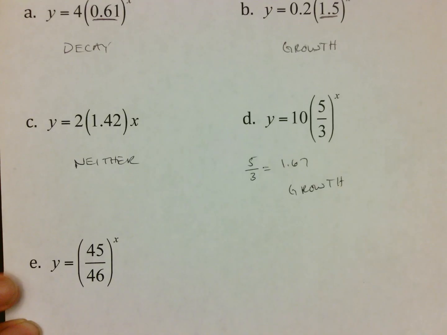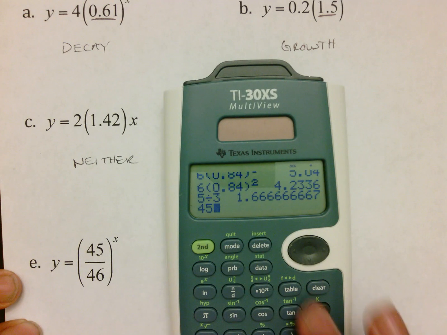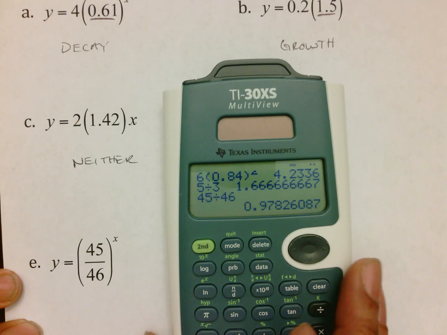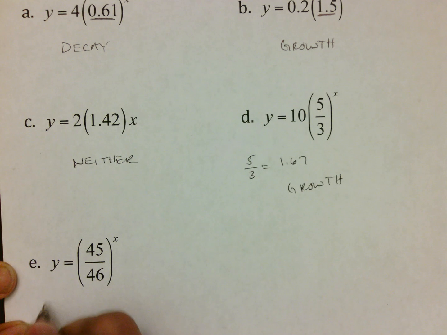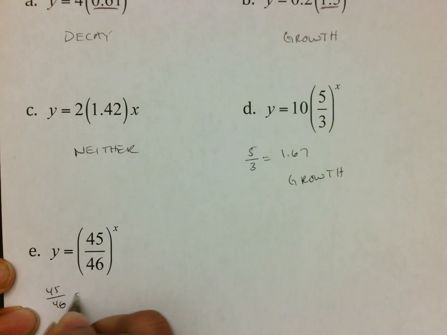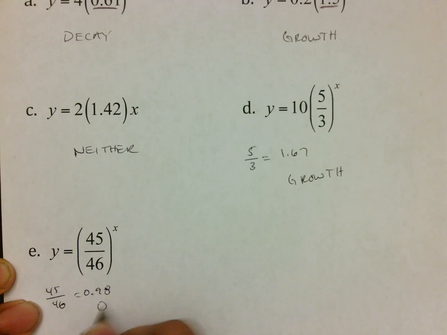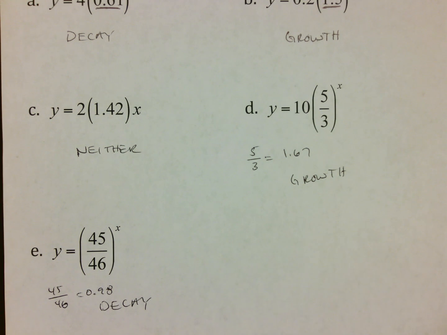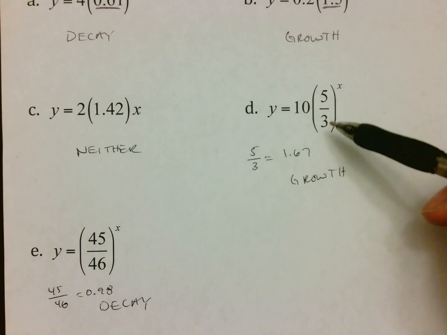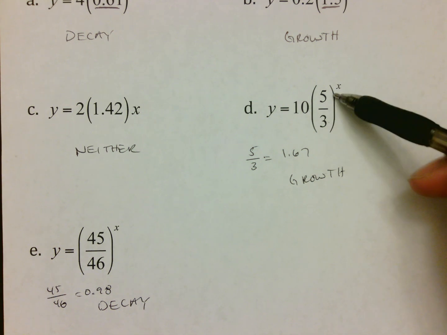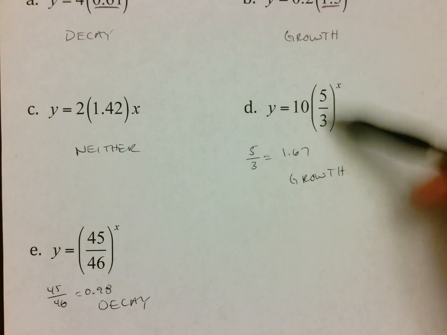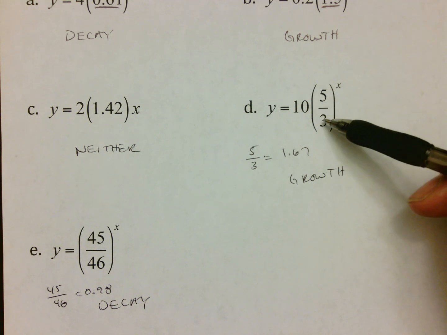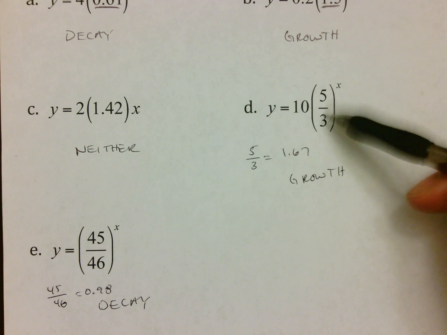On E, looking at that number, you do 45 divided by 46, which is 0.98, which means that it is decay. Now, you can use common sense on fractions, keeping in mind that this represents the number of pieces that represent a whole. In other words, you have something cut up into thirds, and you have 5/3. Obviously, 3/3 represents 1, and so since this number is bigger than that number, it's going to be growth because it's going to be higher than 1.